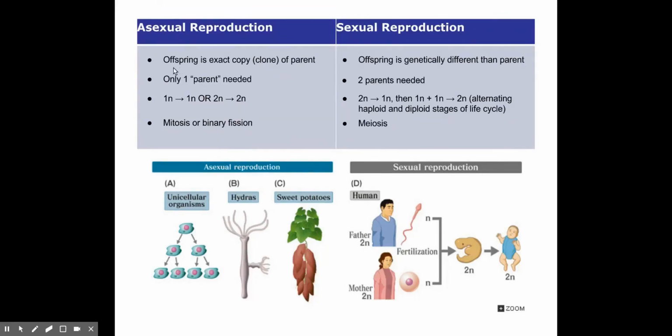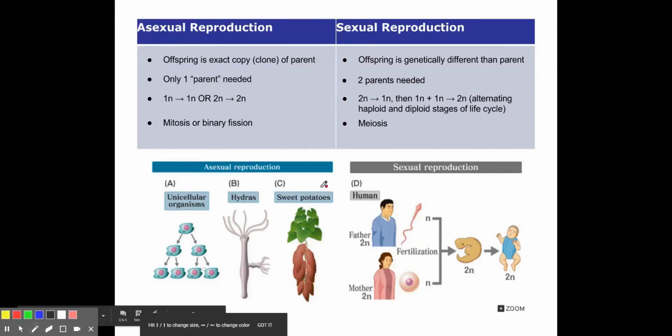One of the things that we want to make sure you know is that when an organism is going through an asexually reproductive cycle, the offspring will be an exact copy of the parent. We can call them clones. However, if it's a sexually reproducing life cycle, the offspring will be genetically different. So we're going to be looking at how that's possible.